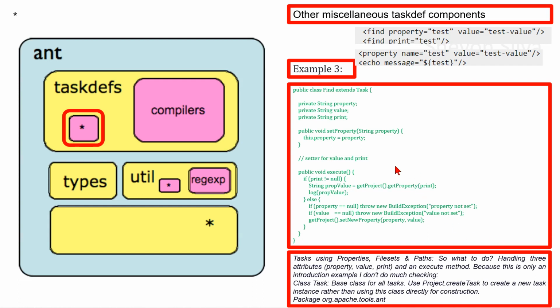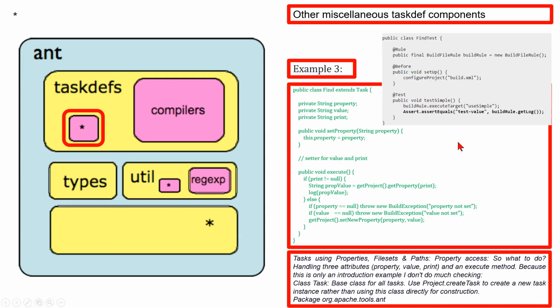There are some other setters too, but I haven't used them, so I can't say anything about them. Sorry. After putting our two-line example from here into the target named use.simple, we can call that from our test case. Setter for value and print.